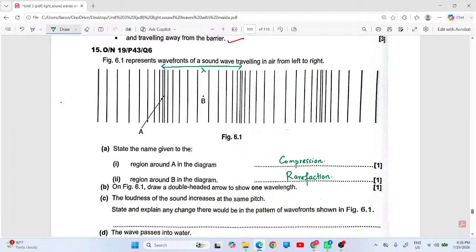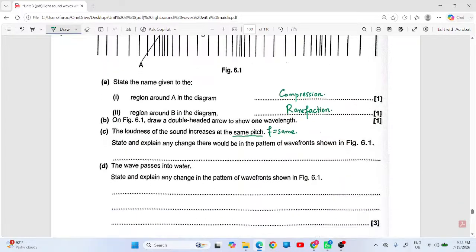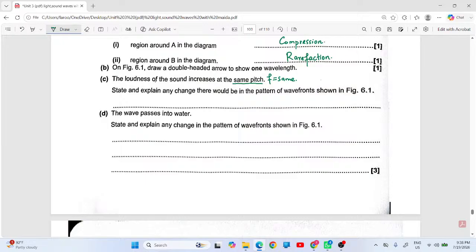Next is, what else could it be? The loudness of the sound increases at the same pitch. Same pitch means the frequency is the same. Frequency is the same, you are increasing the loudness. So state and explain any change there would be in the pattern of the wavefront. What will it be, children? Amplitude. Yes.